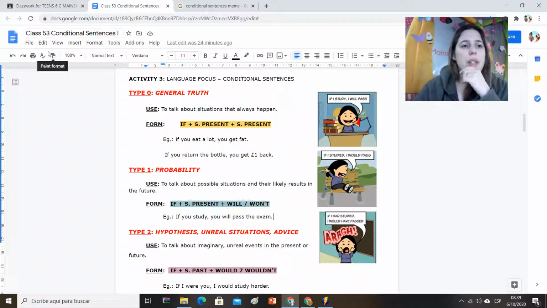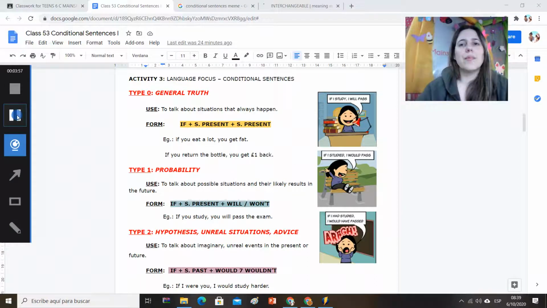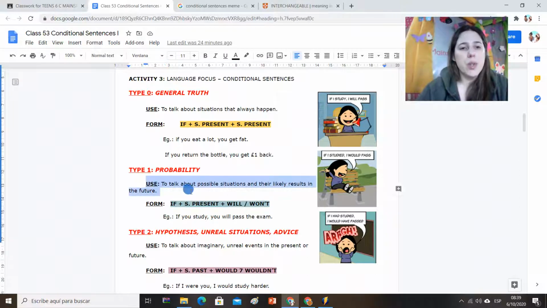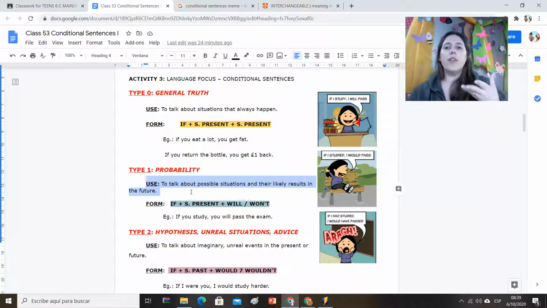Now let's continue with type 1. So in type 1, we are going to talk about probabilities. So this type is used to talk about possible situations and their likely results in the future. So we have a situation in the present, yes, and the possible result in the future. The tenses that you're going to use in this conditional sentence are simple present and will or won't. But these tenses are not interchangeable.